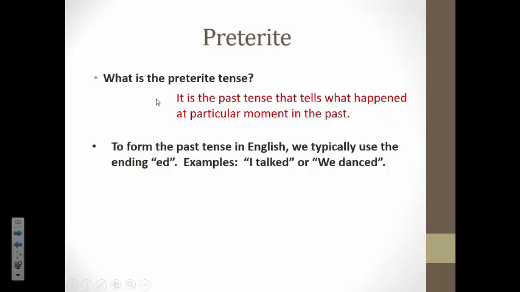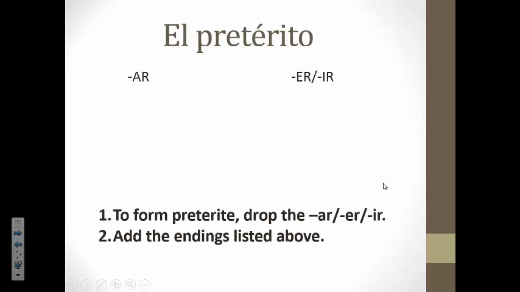To form the past tense in English, you would typically just add -ed to the end of the verb. The examples you can see here: I talked or we danced. The formation is not quite that simple in Spanish. There's just another step. So you see here two steps to form the preterite.